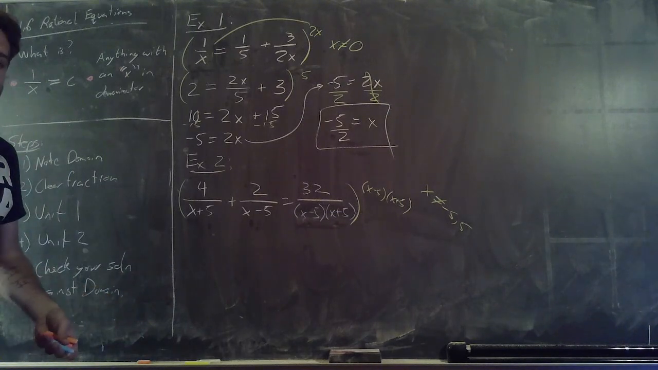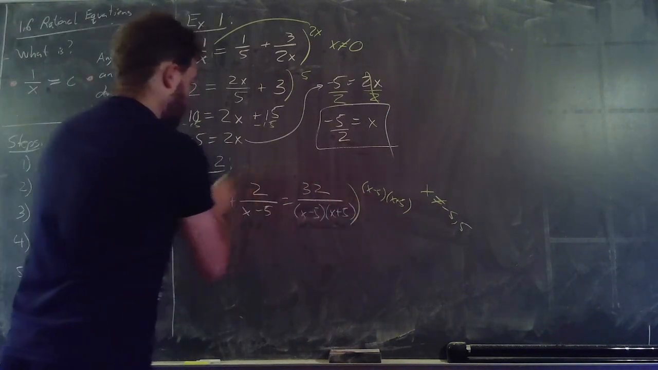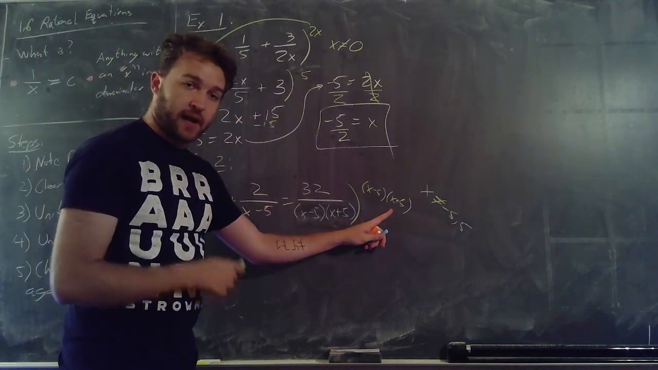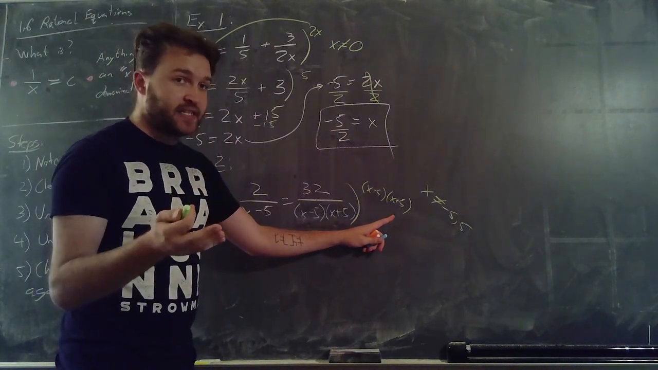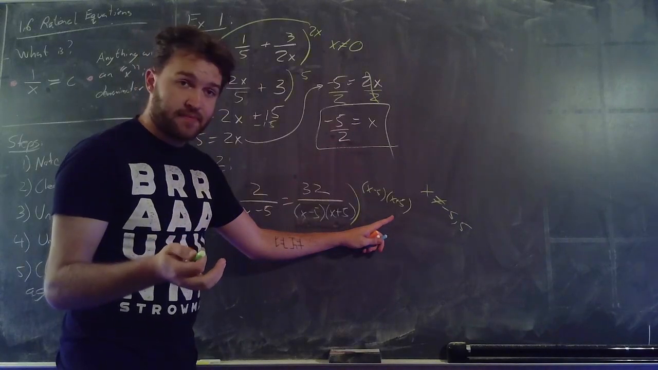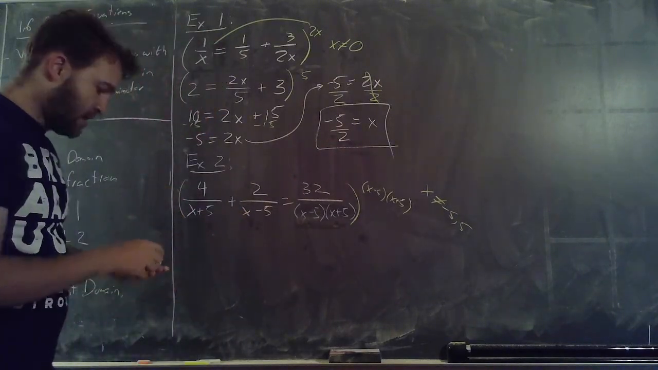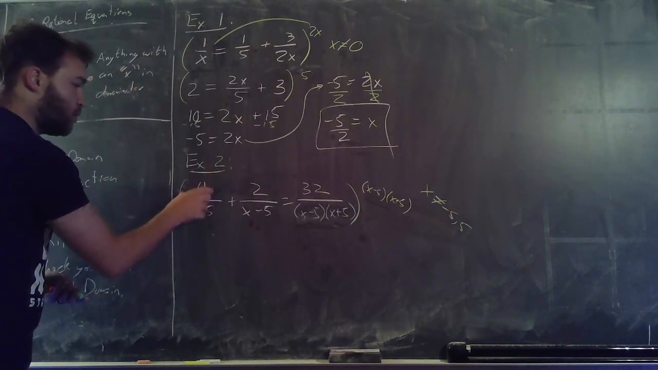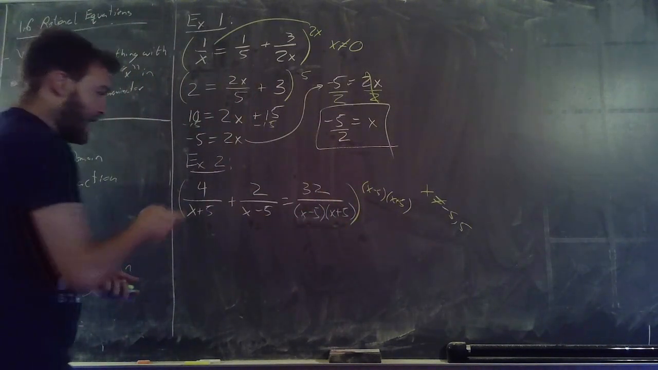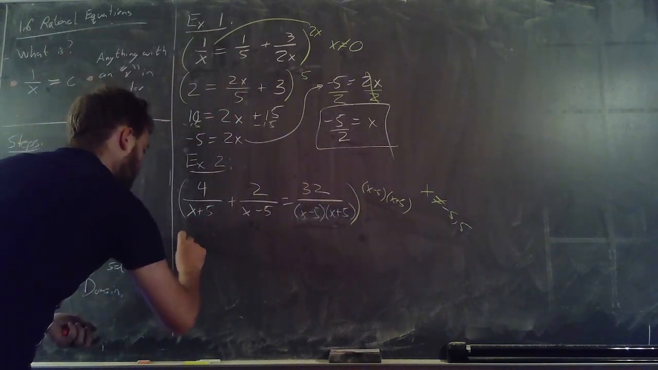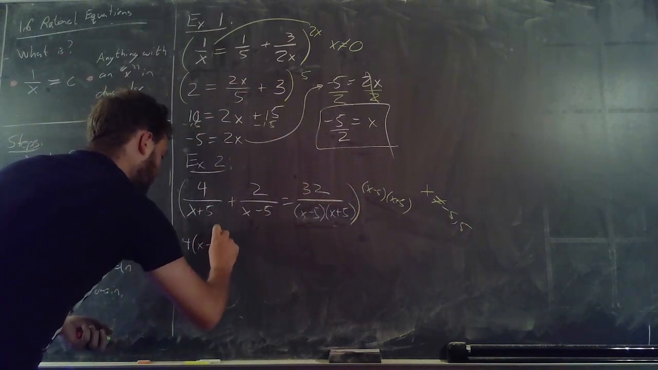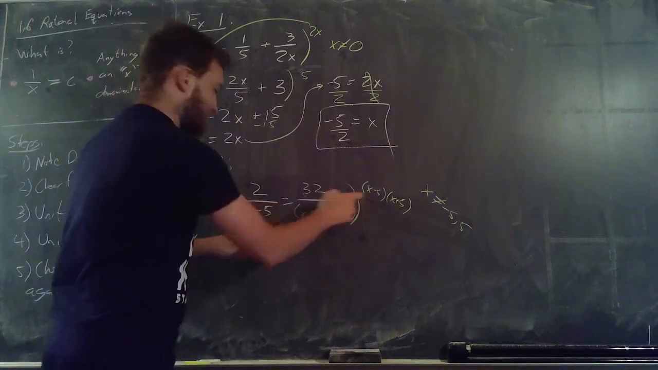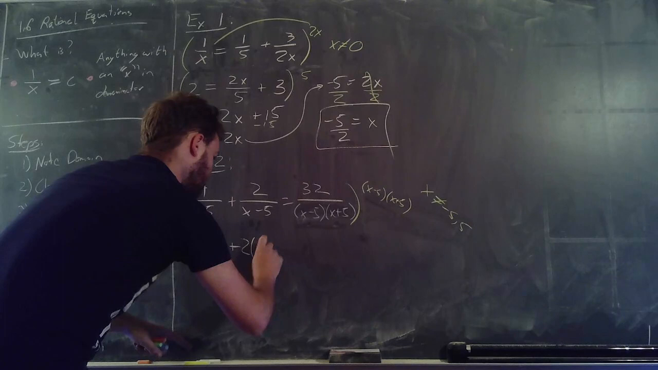This is really nice though, because when I multiply this term through, the parts of the denominator that match the parts of the thing I'm multiplying by, they will cancel each other, leaving me with only the part that didn't match times the numerator. So notice, this denominator times 4 over x plus 5, the x plus 5s will cancel, leaving me with 4 times x minus 5 plus. In the second term, the x minus 5s cancel, leaving me with 2 times x plus 5.